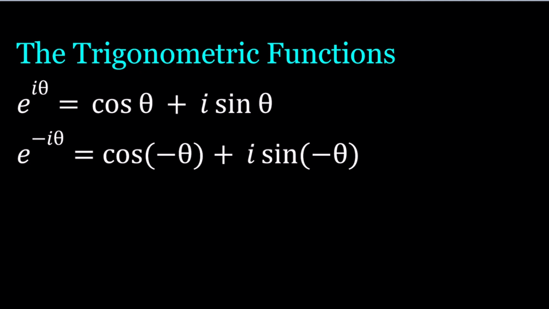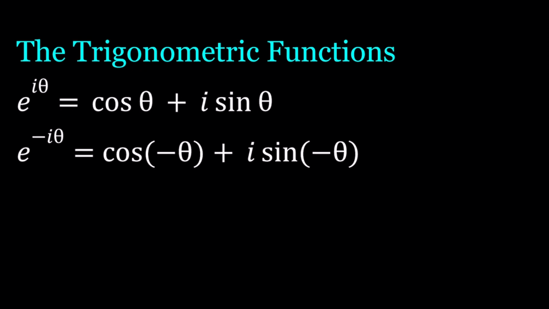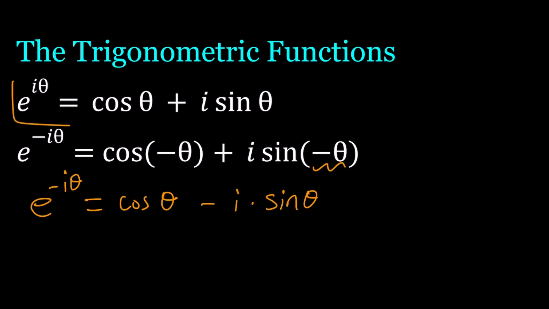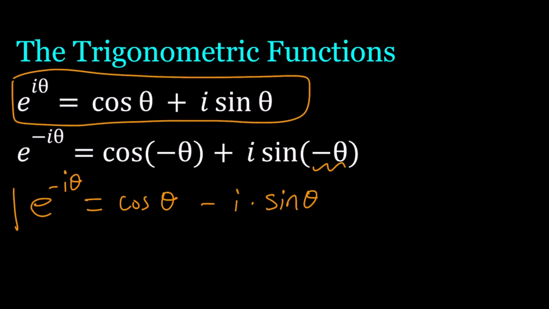Now if you replace theta with negative theta, you get the following. Here's one thing you need to remember. Cosine is an even function, so this is going to be cosine of theta, but sine is an odd function, so it's going to bring out the negative, and this is going to give you negative i times sine theta. So this is going to be e to the power negative i theta. This is going to be e to the power i theta.